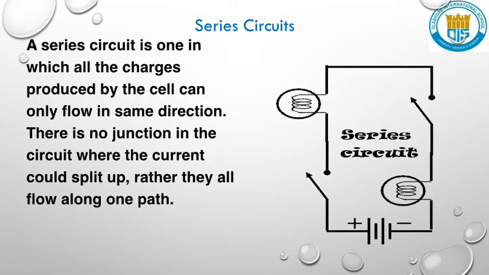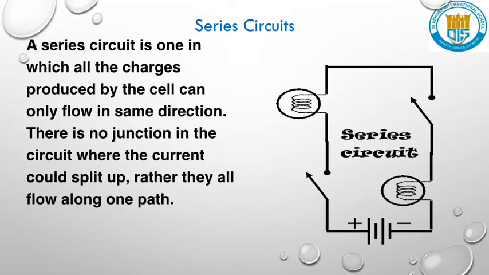A series circuit is one in which all the charges produced by the cell can only flow in the same direction. What this means is that in a series circuit, you do not have any junction. You do not have anywhere in that circuit where the current can split or where the charges can split. All the charges have to go in the same direction, through the same devices at the same time.